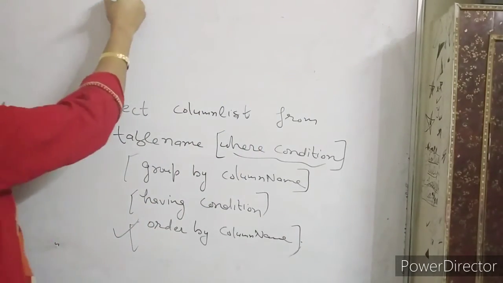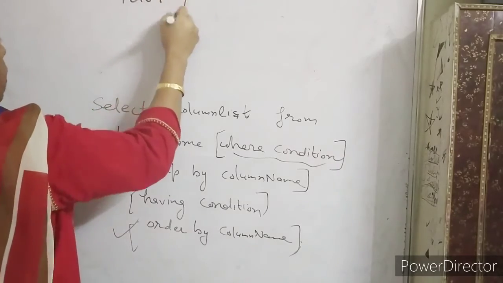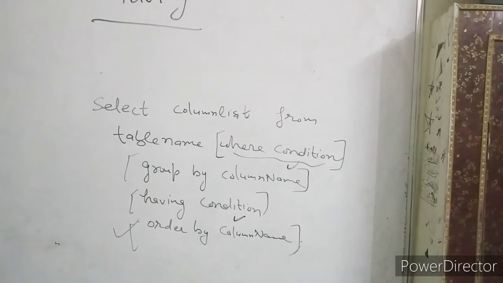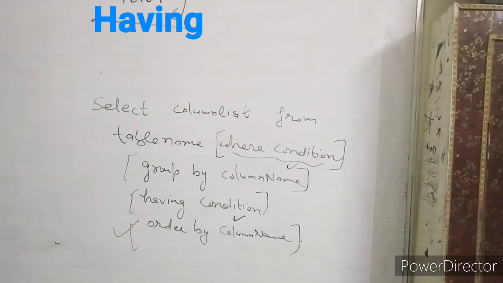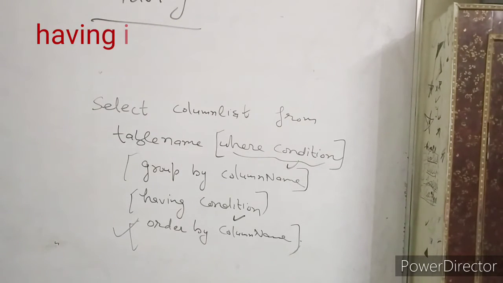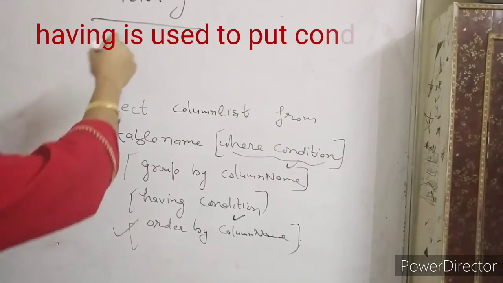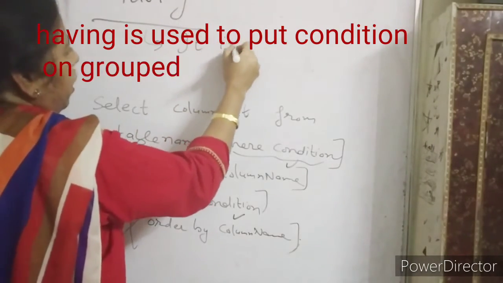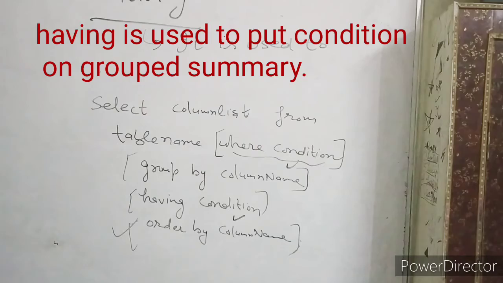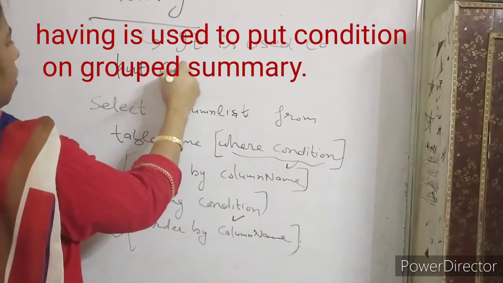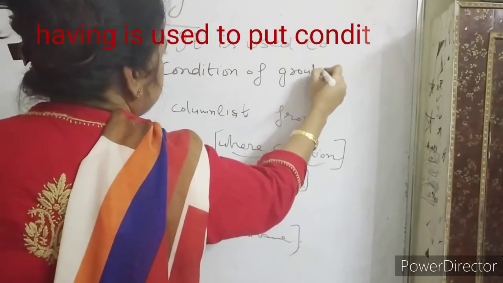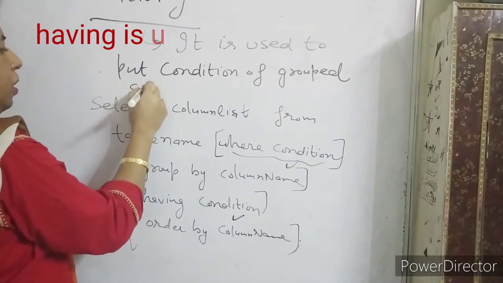Now I am talking about the having clause. Having is also a conditional clause, where is also a conditional clause. As you can see in the syntax, both are conditional clauses. Then where will I use having, and where will I use the where clause? Clear? Now understand this. Having is used to put a condition on grouped summary. Condition on grouped summary.